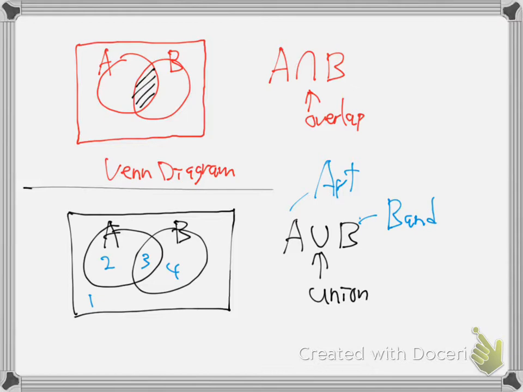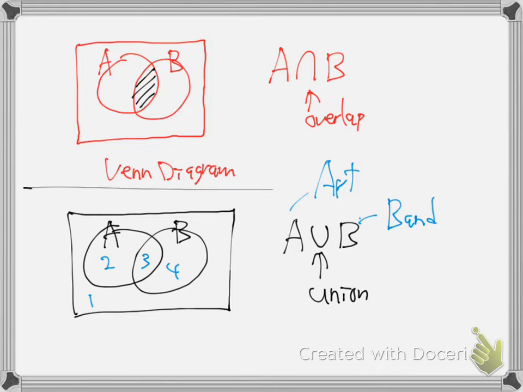Let's say you're taking an art class and a band class. Okay, so if you're in region 1, then you're not taking an art class nor a band class because you're not in either circle, right? Let's try to make this real for you. If you're in region number 2, then you're in the A circle, so you're taking an art class, one of your classes is art, but you're not in the B circle, so you're not taking a band class, right?